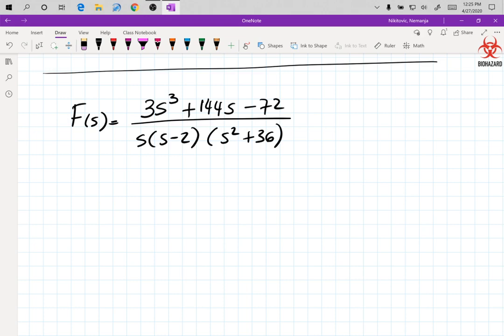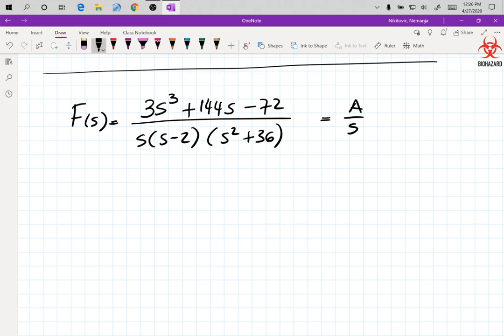Let's go chat, 10,000 people, everyone is excited. And out of 10,000 people, 9,980 know what this is. Partial fraction decomposition. Very good, my friends. Yes.